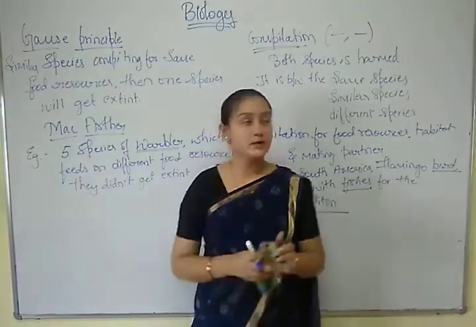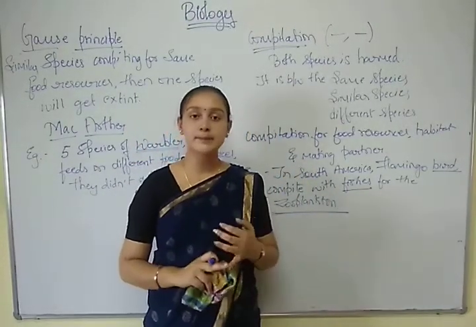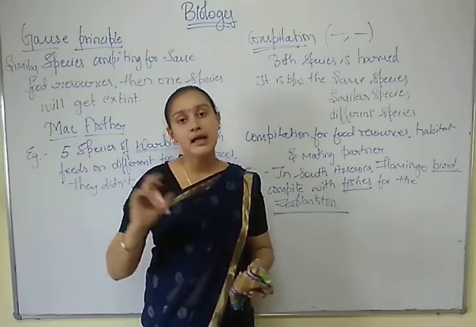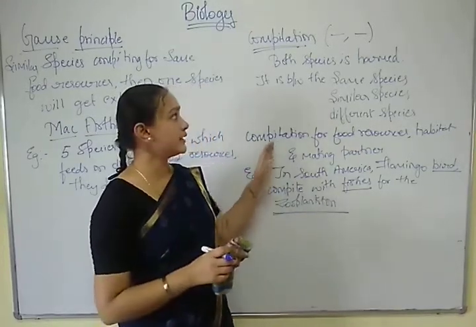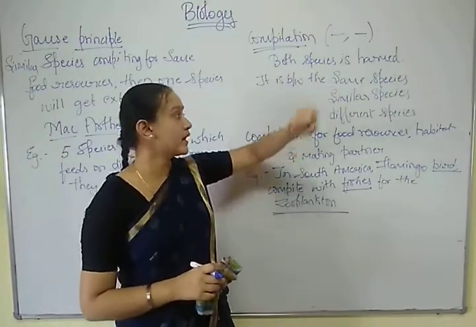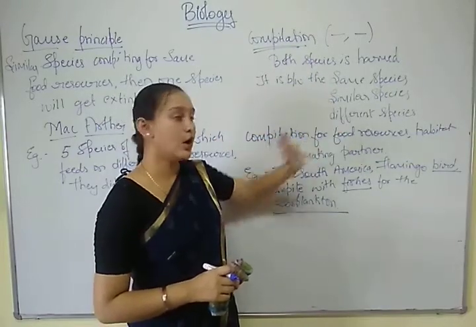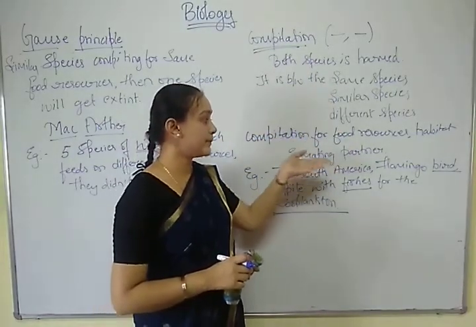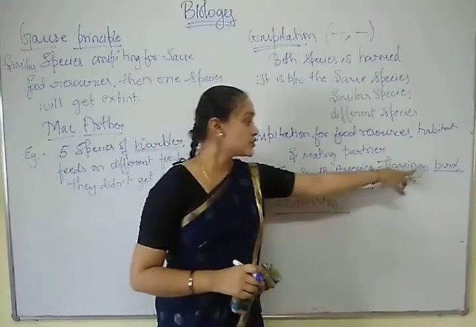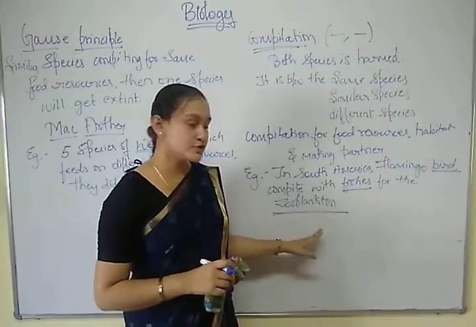So this was about the competition. In this class we have studied predation and competition. Predation means one is benefited and the other is harmed. In competition, both the organisms, both the species, will get harmed. This competition exists between the same, similar or different species for food, habitat and mating partner. With an example, the birds and the fishes are competing for the zooplanktons.